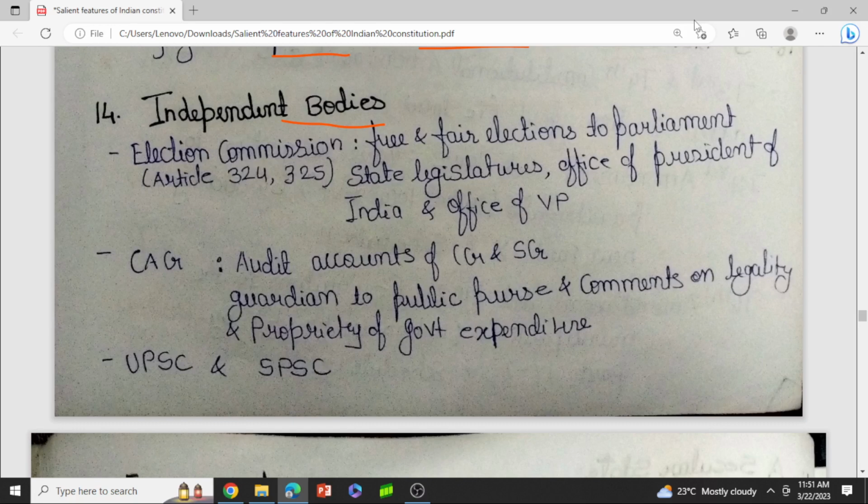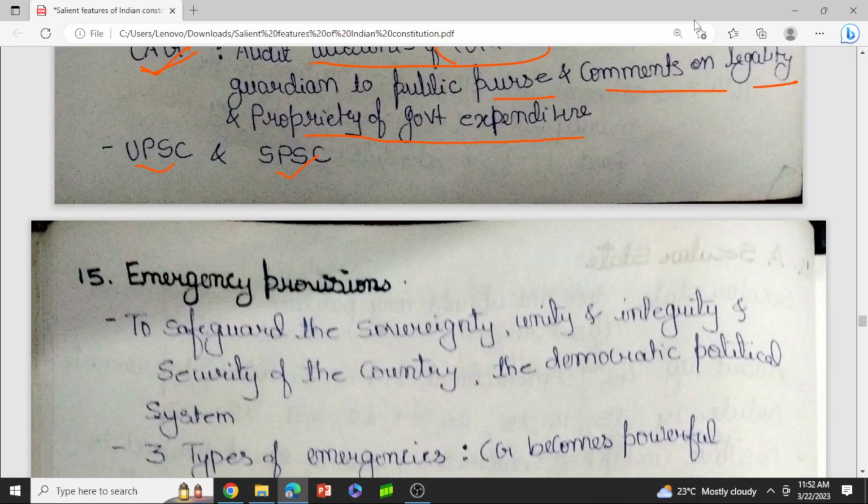Audit of accounts of central and state government authorities or bodies is done by the Comptroller and Auditor General. Guardian of the public purse, and comments on the legality and propriety of government expenditure. So what expenditure is happening in the government, where is the money being spent, CAG does that.